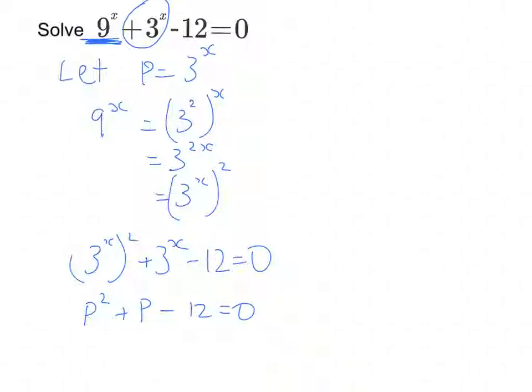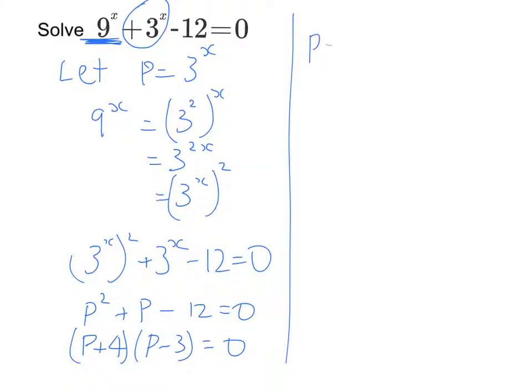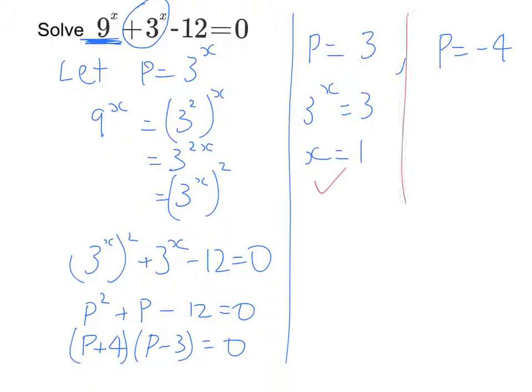Let's see if it factors. I'm thinking numbers that differ by 1, multiply to give 12: 3 and 4. p plus 4, p minus 3 equals 0. So what's that going to mean for us? I'll end up with solutions of p equals 3 or p equals negative 4. Now let's go and check these. I've got to do my substitution back in. So 3 to the x equals 3. Well, that's going to give me x equals 1. So that's a solution.